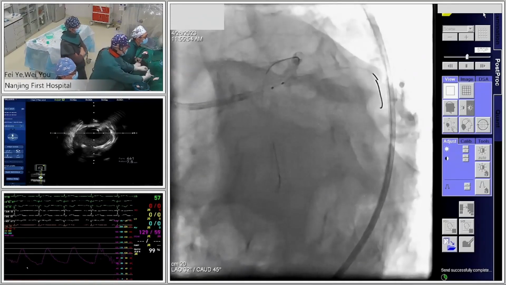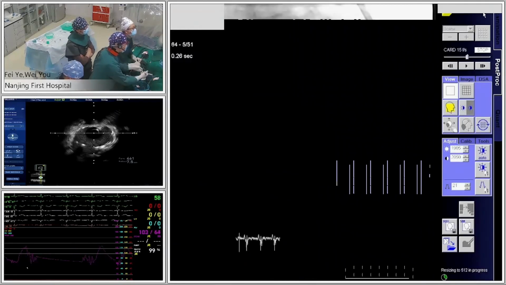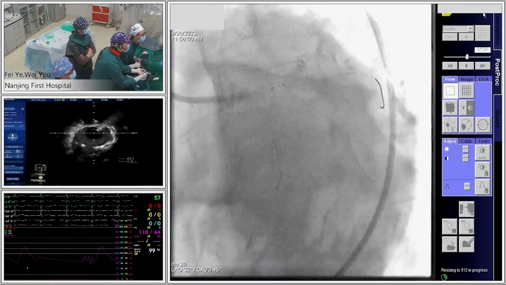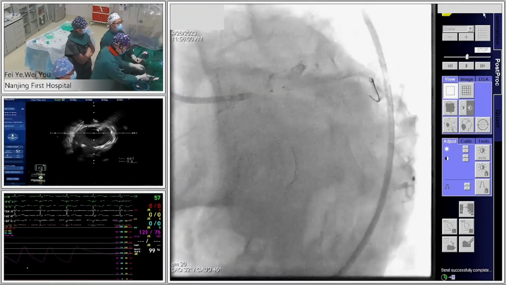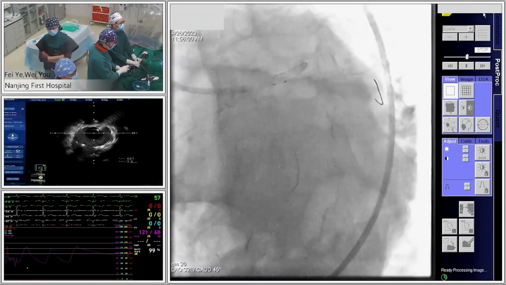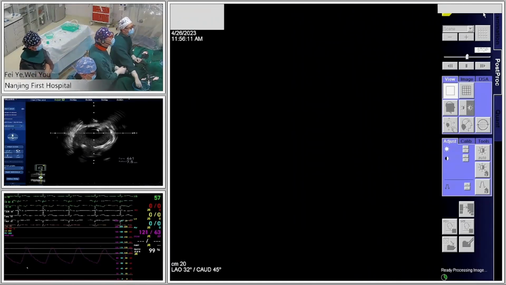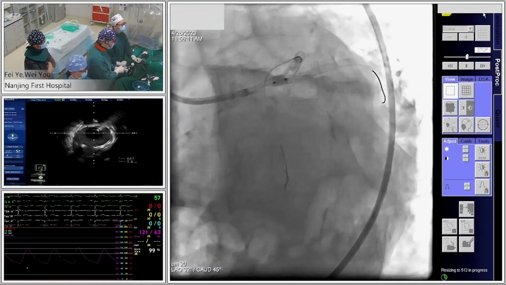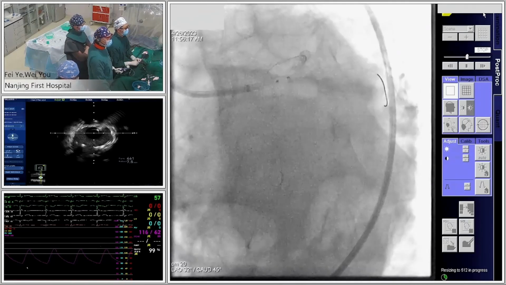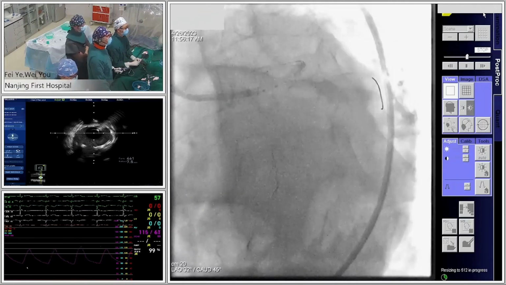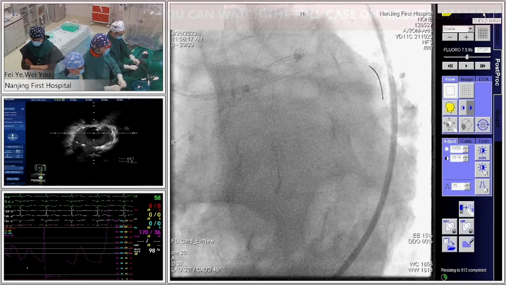Test, please. POC, a little more. Retrieve a little more. Okay, here, just okay. Please, 10, 12, 14. Okay, done, enough. So final IVUS check.